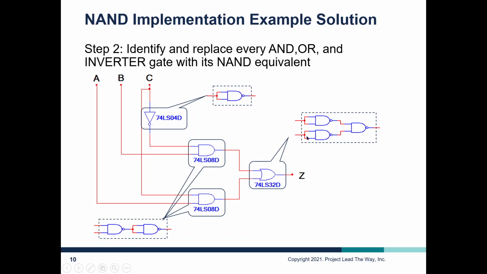So the NAND equivalent of an OR is this circuit right here. Of course, an inverter is just this, where we're tying our inputs together. And then both of these two use the NAND gate running into another NAND gate with the output from the first NAND gate tied into both inputs on the second NAND gate.